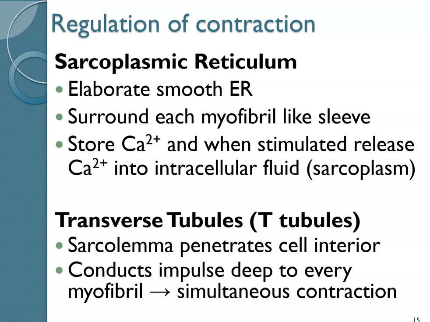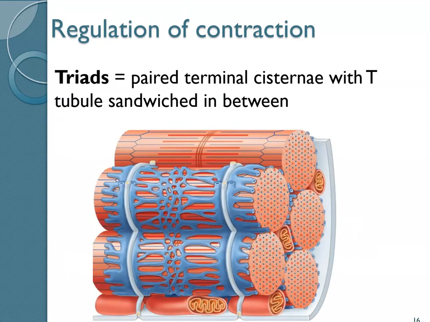Transverse tubules, I mentioned, are invaginations of the sarcolemma, and this is where the stimulation will come in. So the impulse will come through here on either side of the T tubule. The gray color here is the T tubules. On either side will be terminal cisternae, so they're also called the triad. So the electrical impulse comes here, and they're going to trigger calcium release from the sarcoplasmic reticulum.